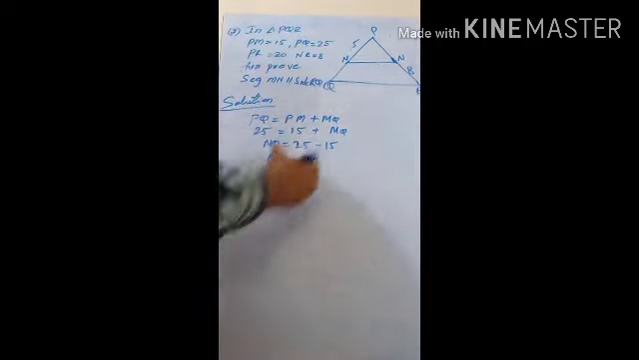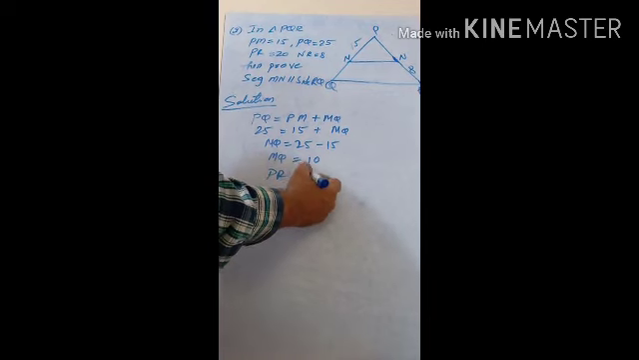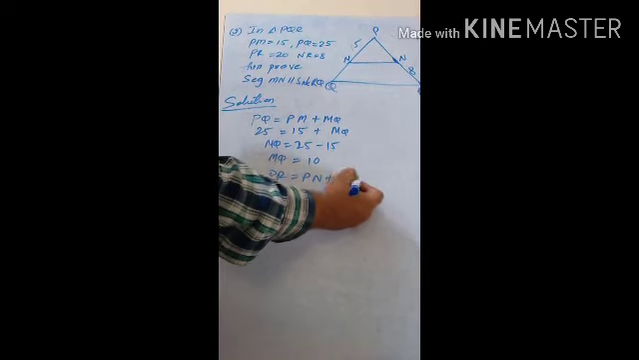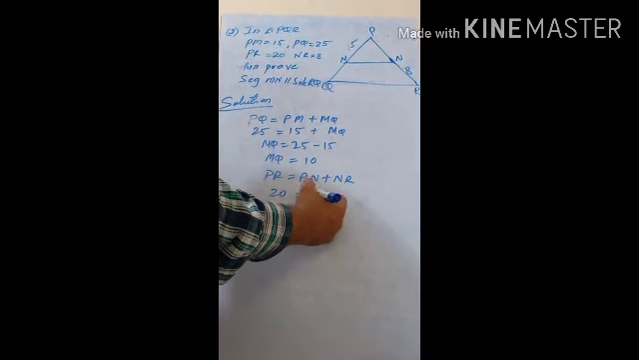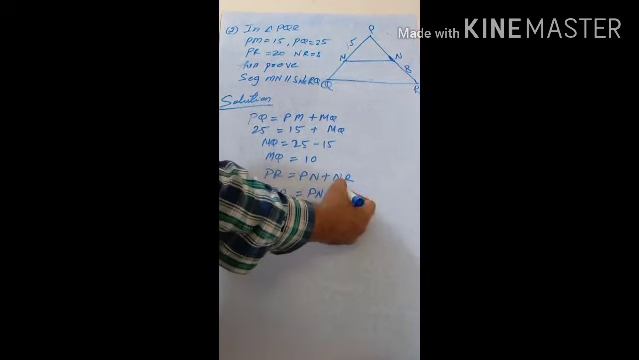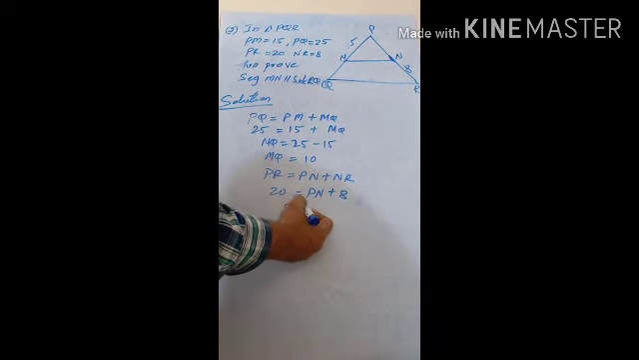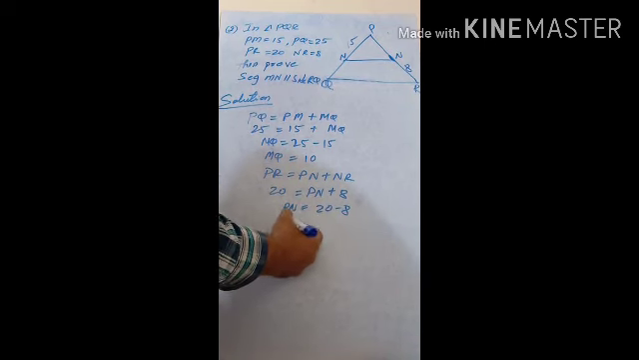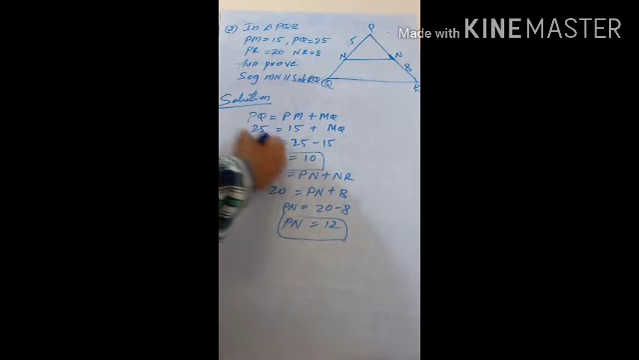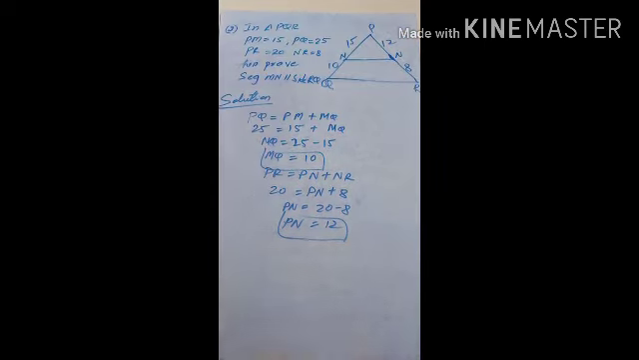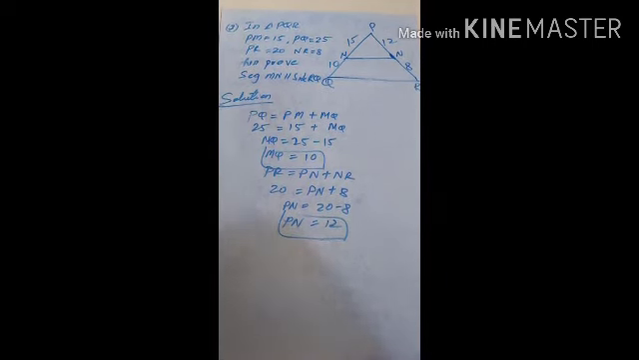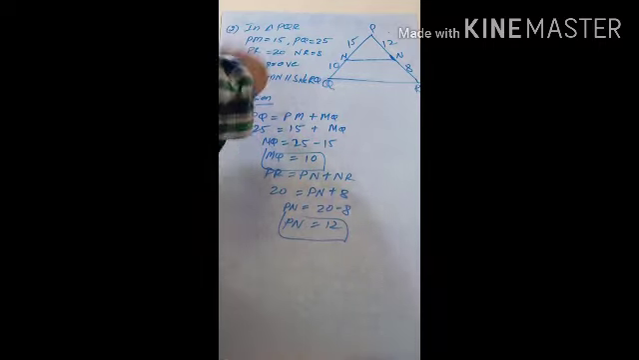Like this, here PR is equal to PN plus NR. PR is equal to 20, and PN we don't know. NR is 8. So PN is equal to 20 minus 8. PN is equal to 12. PN 12 and MQ 10, PM 15. Now, what should we prove? We have to prove that segment MN is parallel to side RQ.